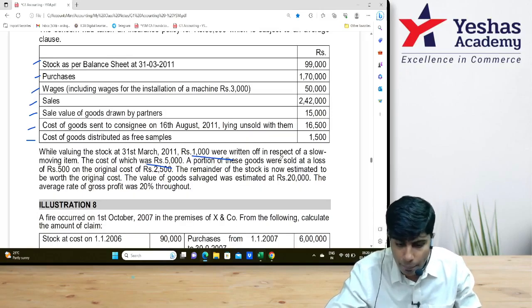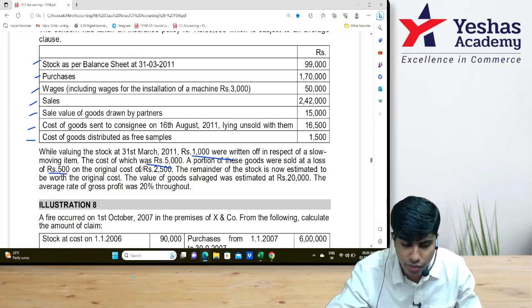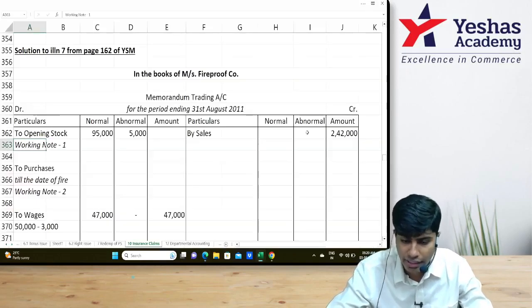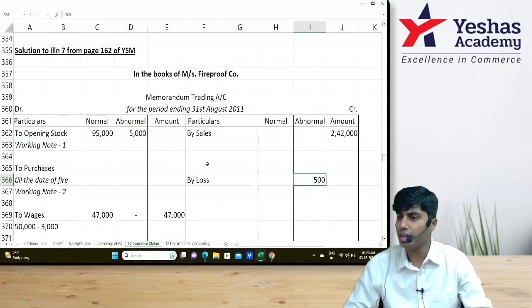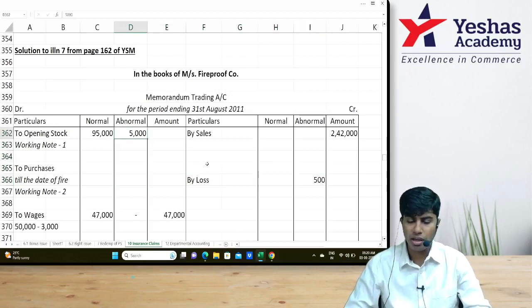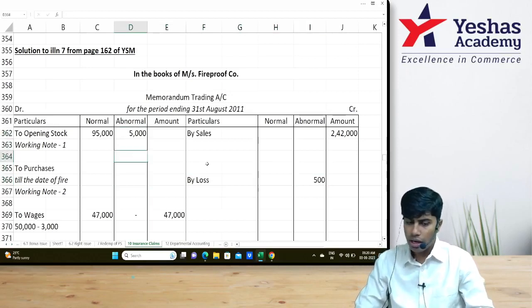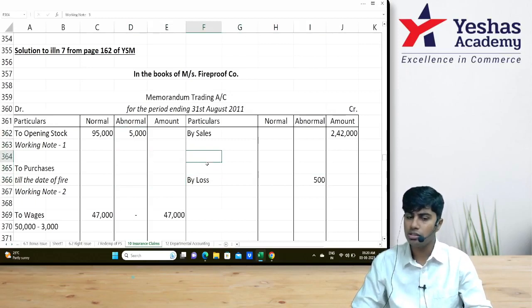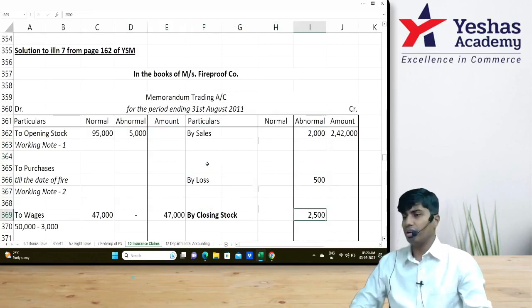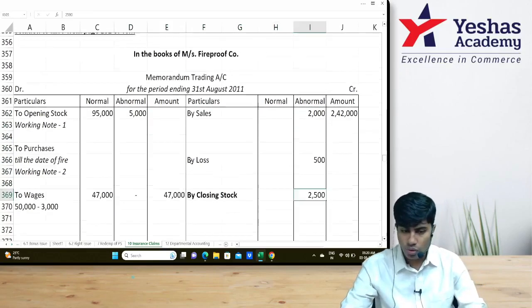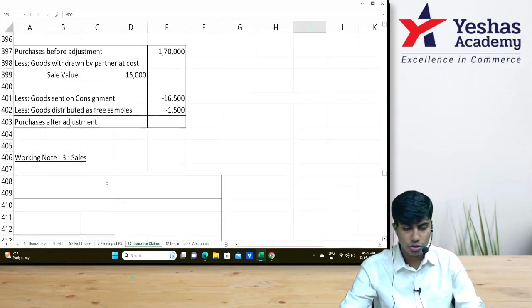Then a portion of these goods was sold at a loss of 500, original cost 2,500. So I can write here loss of 500 if the original cost is 2,500. Out of 5,000, 2,500 worth of stock is sold at a loss of 500. Can you tell me what will be the selling price? 2,000. Correct or not? 500 loss is recorded. So now tell me what do you think will be closing stock? 2,500. Am I right? For this, if you want, we can do one working note. Let me show it to you.